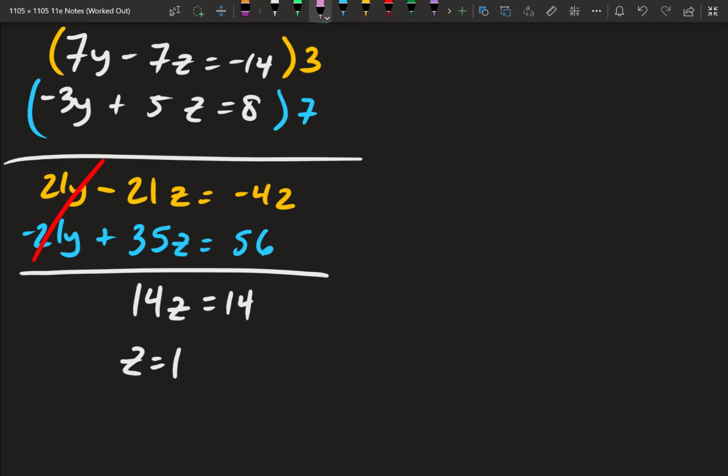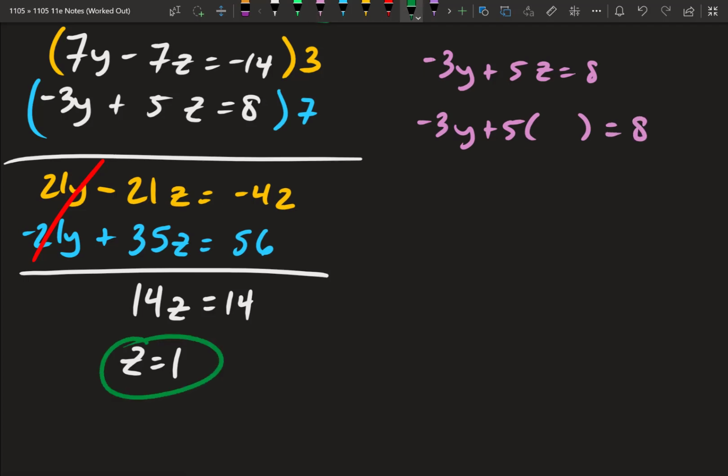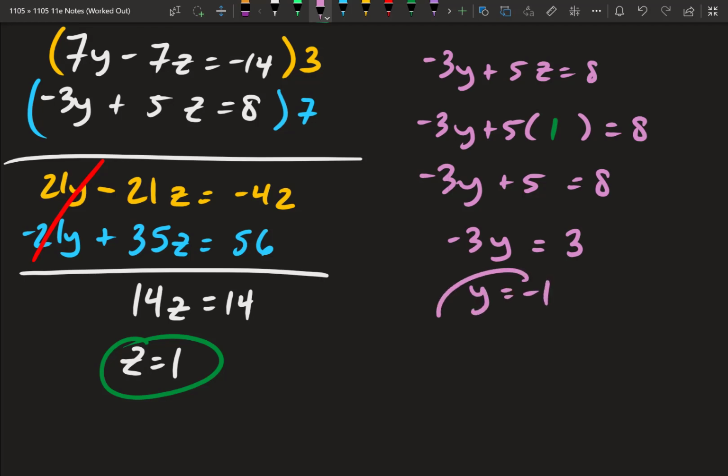I'm going to choose the bottom one. So I have negative 3y plus 5z equals 8, and the z we're going to plug in now is 1. So we have negative 3y plus 5 equals 8. I'm going to subtract 5 from both sides to get negative 3y equals 8 minus 5, which is 3. Divide by negative 3, so y equals negative 1.